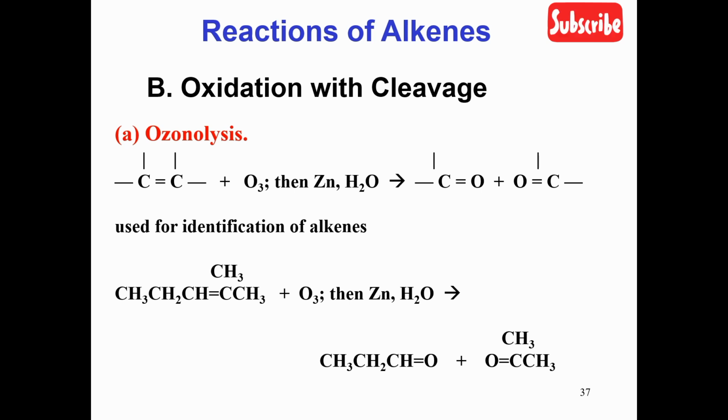But if it's a symmetrical alkene, I'm going to end up having two aldehydes. But as long as it's asymmetrical, it can be aldehyde or ketone. It can also be two ketones, depending on the nature of the alkene.